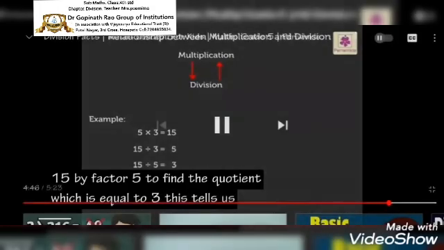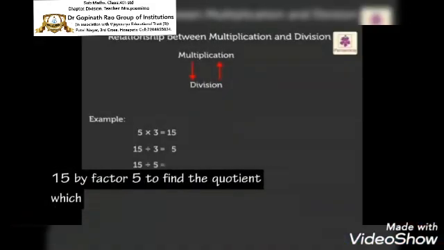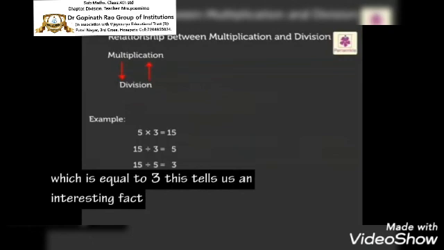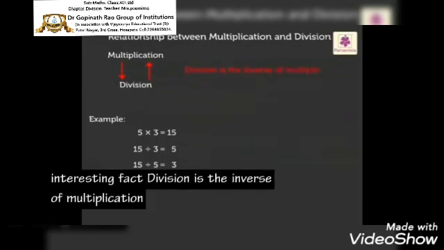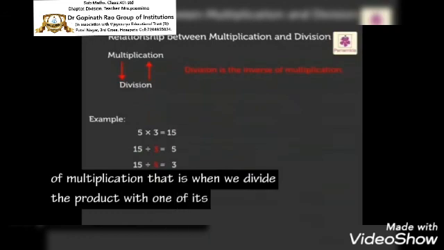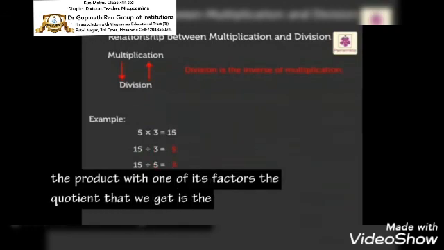This tells us an interesting fact. Division is the inverse of multiplication. That is, when we divide the product with one of its factors, the quotient that we get is the other factor.